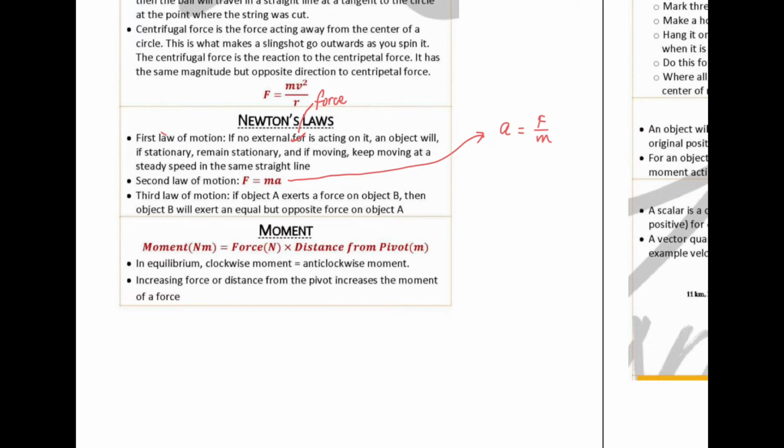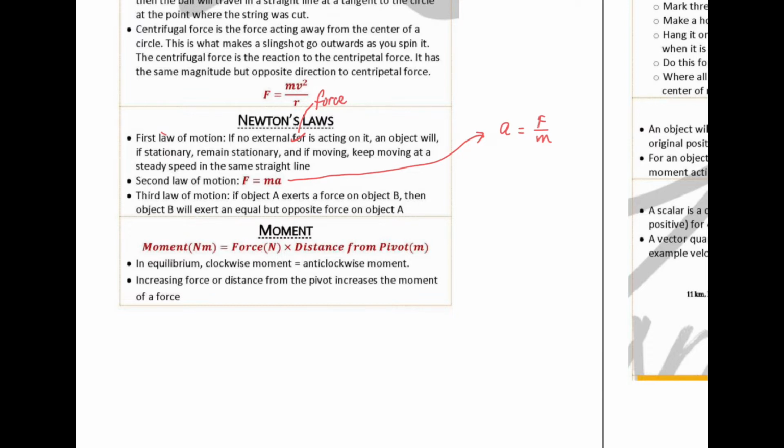Now we look at the third law. Third law of motion: if object A exerts a force on object B, then object B will exert an equal but opposite force on object A. So this is about actions and reactions. If you have an action on object B, then object B will exert a reaction on object A.